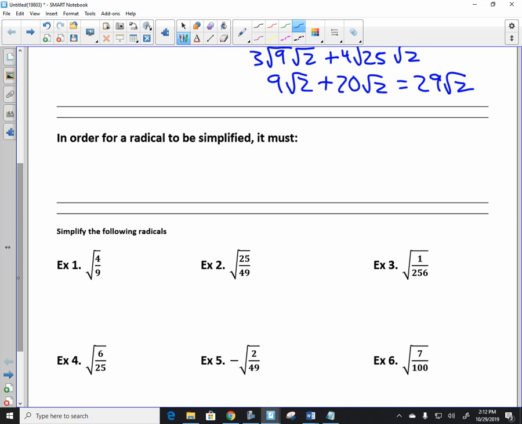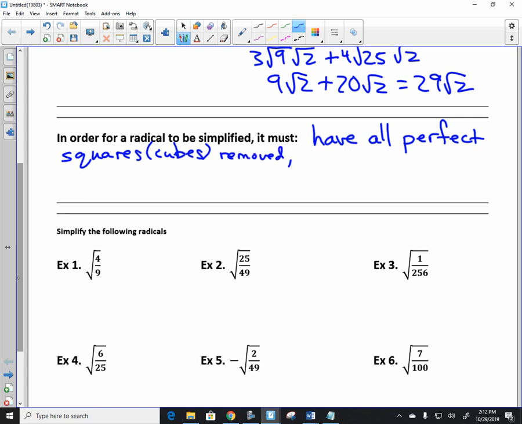So, in order for a radical to be simplified, it must have all perfect squares or cubes or whatever you're working with, okay? Squares, cubes, fourths, things like that removed. So that's one thing. We've talked about simplifying that way.